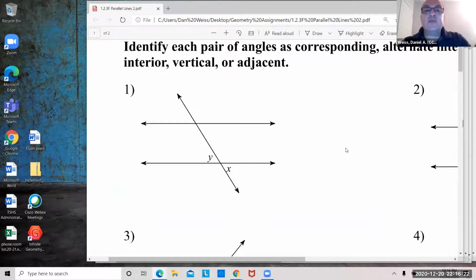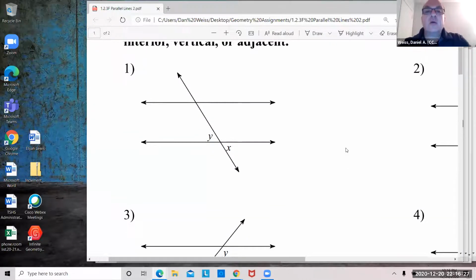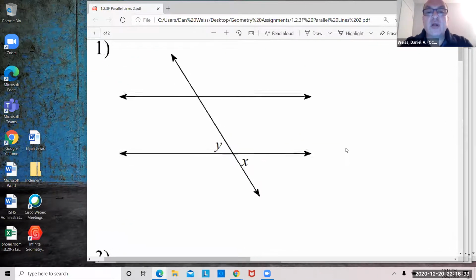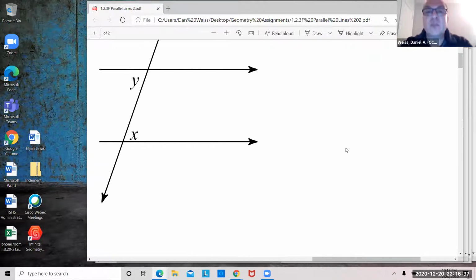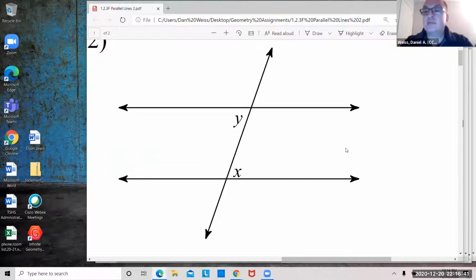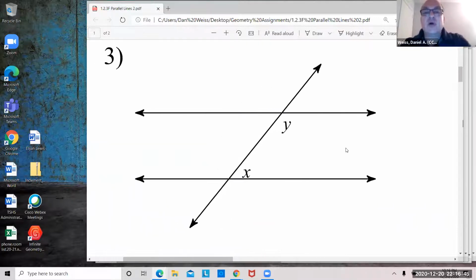Parallel lines. Now, these two are vertical angles. These are vertical angles, right? These are called alternate interior angles, right? These are called consecutive interior angles.